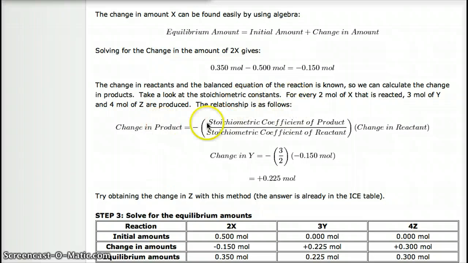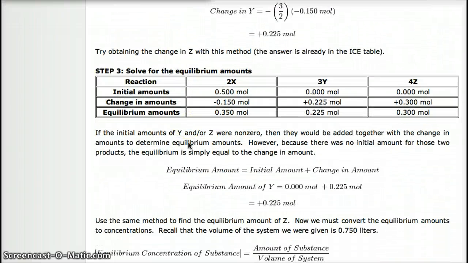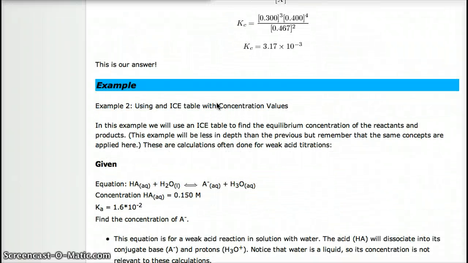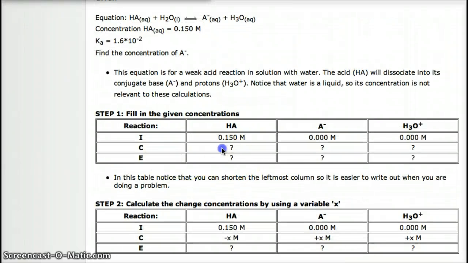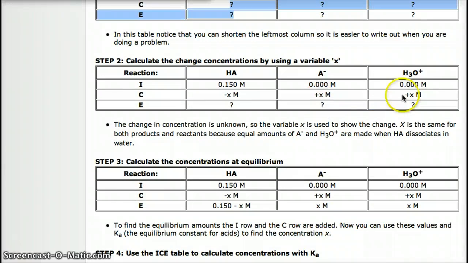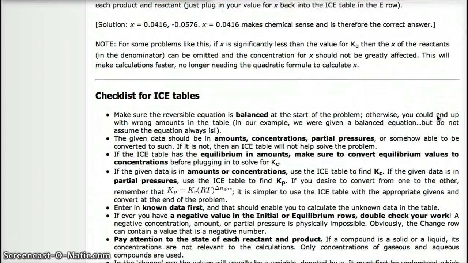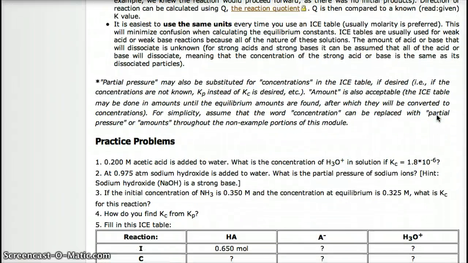Then you can work all this out, etc. Solve for the change, and then you just solve for equilibrium amounts. It's like a 3-step process. It's beautiful. There's your answer. Here's another example. I'm not going to spoil it. This actually gives you fewer values, and then you just do a quick plug-in. You can base it off of just a couple variables. Here's your checklist. You can go through this to make sure you solve these perfectly.